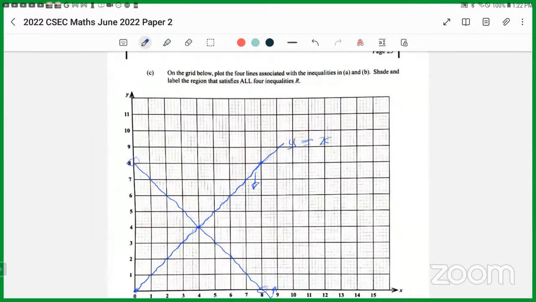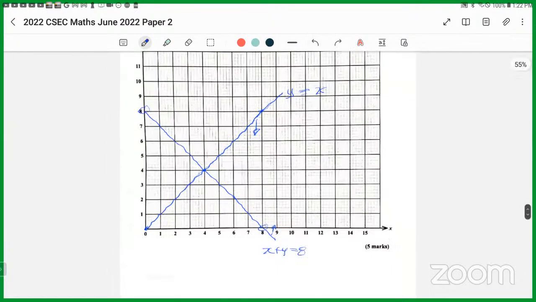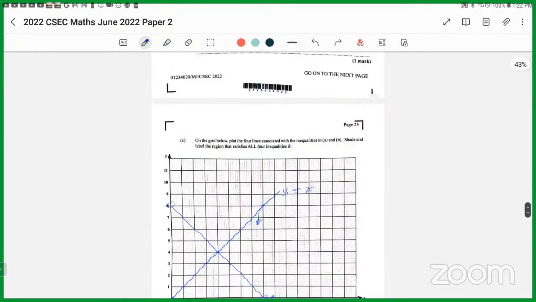So the region that I want is somewhere over here. See? Above this one and below this one. So the region that I want right now is somewhere over here. All right, let's continue. Next one.